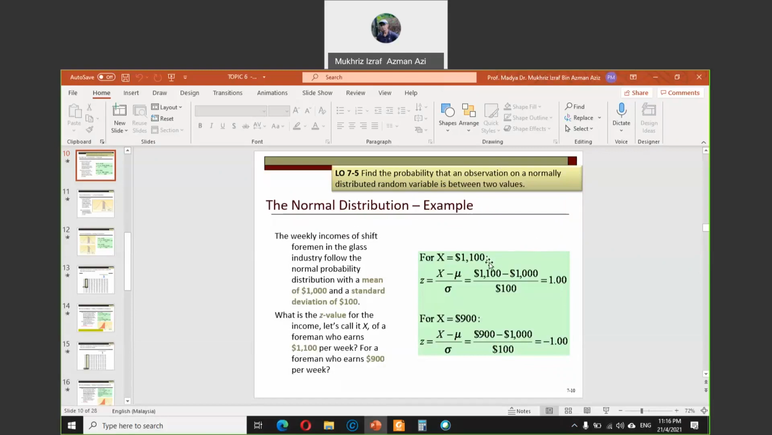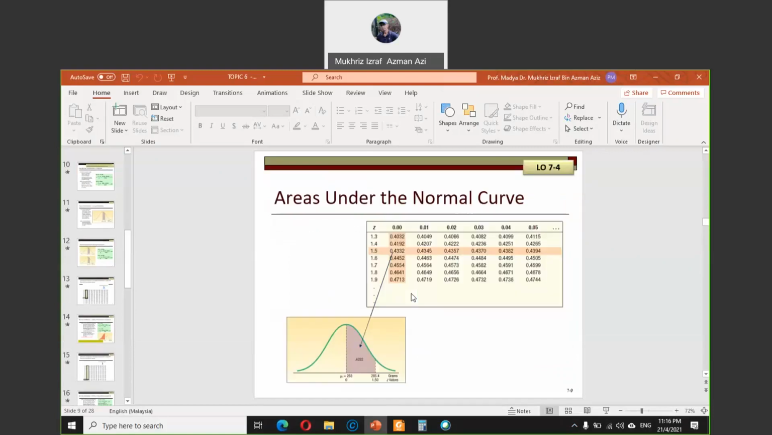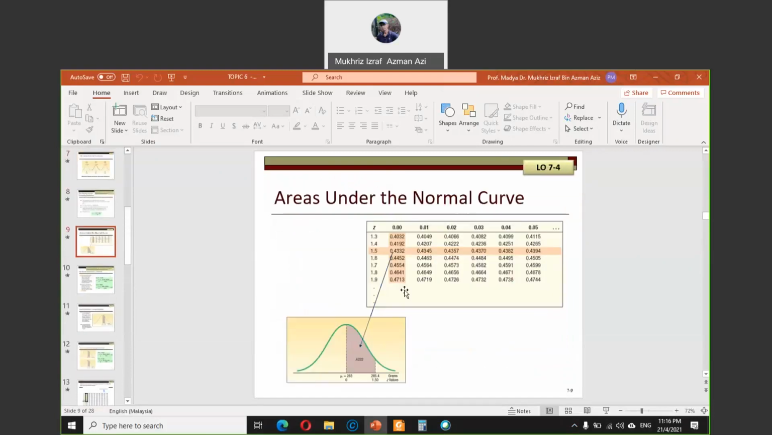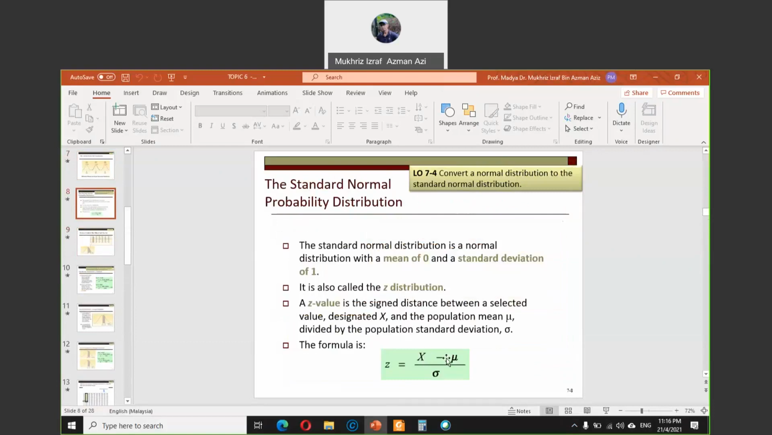Today we're going to continue with the remaining part of topic number 6 on normal distribution. In the last class, we discussed how to convert from X into Z distribution using the simple formula X minus mu divided by sigma. Why do we call it Z distribution? Because in order to calculate the probability of a normal distribution, we need to convert into the Z value so that we can read from the table or use any online calculator that uses the Z distribution formula.